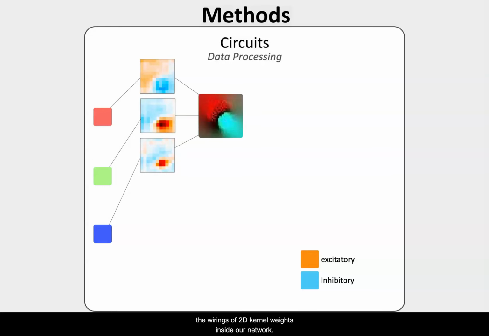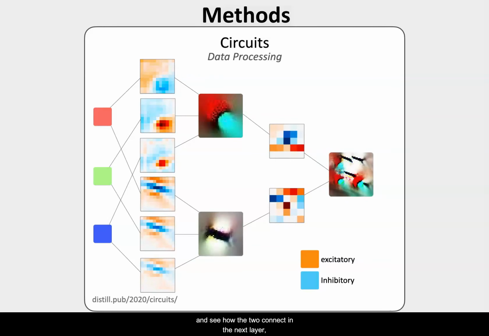Here it's useful to look at circuits, the wirings of 2D kernel weights inside our network. Each kernel acts as a spatial template for where different input features should appear. This diagram shows a detector looking for red in the top left and green and blue in the bottom right. The feature visualization for this circuit makes perfect sense given these kernels. We can add another feature to our circuit diagram and see how the two connect in the next layer, and data processing is still interpretable.